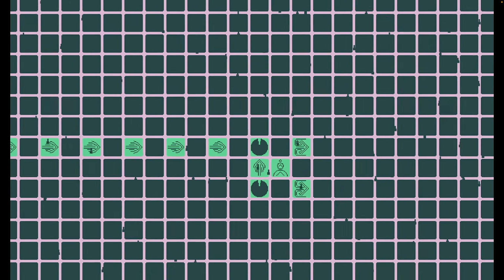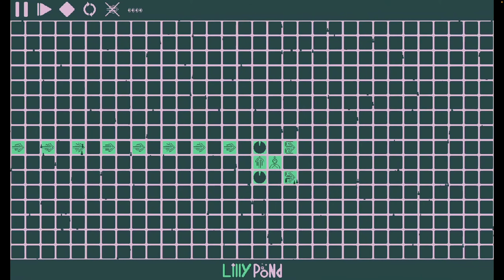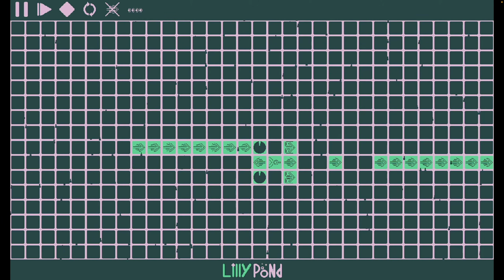This is a lily. All that it does is take up space and stop things from moving into that space. It's very useful for stopping long lines of tadpoles, and that's about all that it can do.